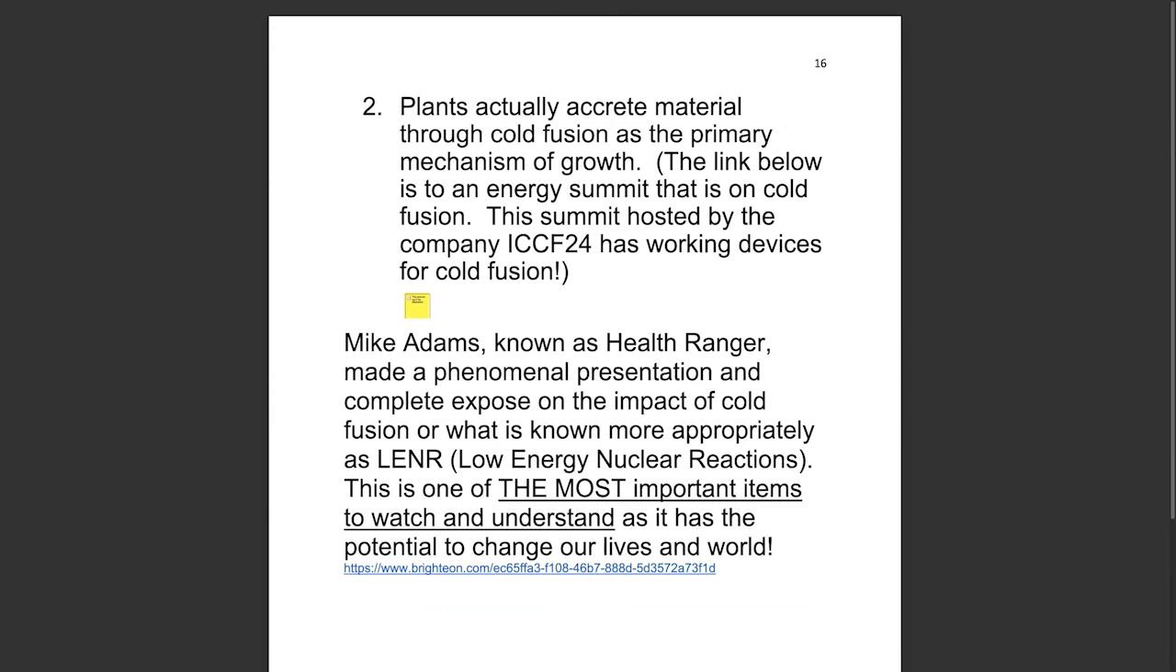But this was a summit that was hosted by the company ICCF24, which has been working on devices for cold fusion. Mike Adams, known as Health Ranger, also has it on his platform, where he made a phenomenal presentation, a complete exposé on the impact of cold fusion, or what is known more appropriately as LENR, or low energy nuclear reactions. This is one of the most important items to watch and understand, because it has the potential to change our lives and the world, because it'll mean a totally different way of getting energy.